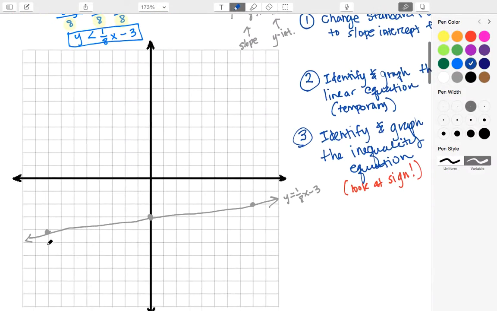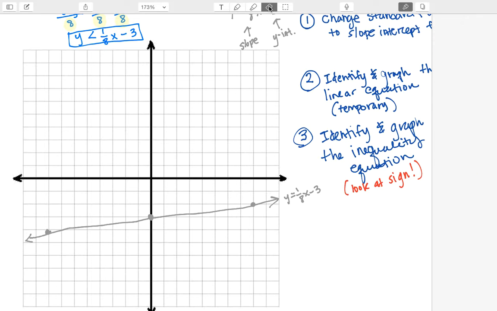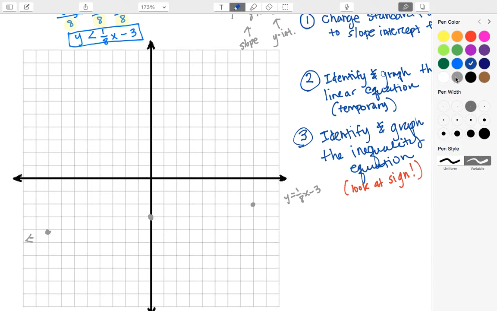Okay, so the way we show this inequality is, notice here, I'm going to go ahead and do this. Oh no, that's not what I wanted to do. Okay, well great. Let's see. I'll just go ahead and do this one more time.